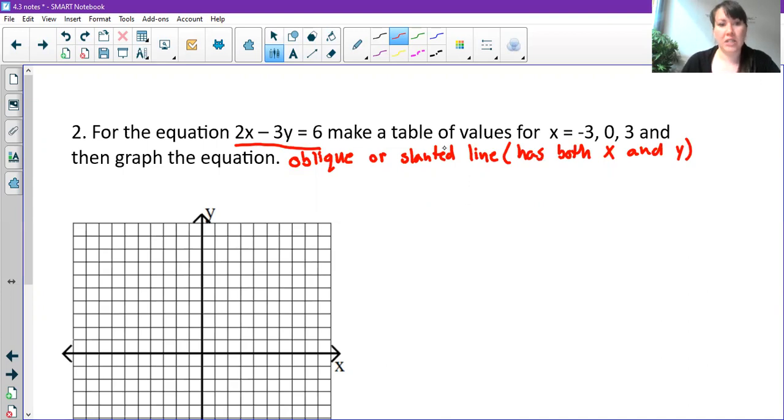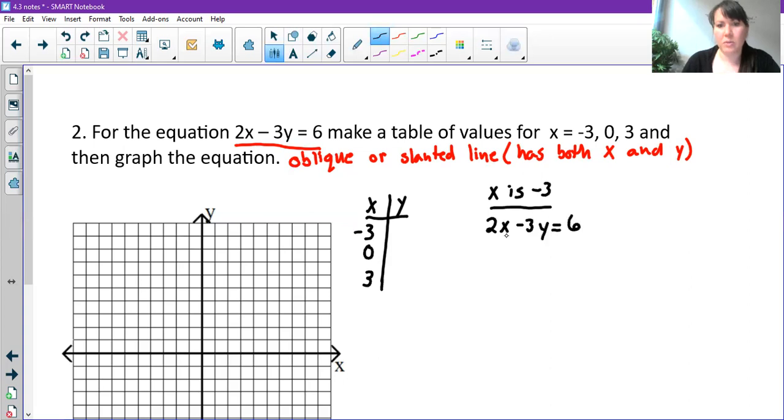Okay, so this question is asking us to make a table of values for -3, 0, and 3, and then to graph the equation. I'm going to start with just making my table of values over here on the side, and then I'm going to show my work beside it. So the x values they want us to use are -3, 0, and 3. The first one is going to be x is -3. Remember, wherever you have an x in the equation, so I'm just going to write the equation down first, you're going to replace this x with -3.